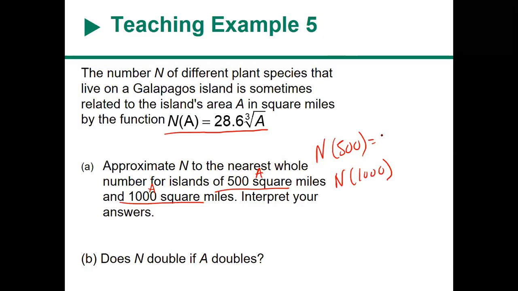So in the calculator, you would type 28.6 times the cube root of 500. 28.6 times the cube root of 1,000. And then you get your answer, okay? Word problems aren't really difficult. It's just you have to take the time to figure out what it is asking of you, all right? And then it asks you, is it doubling? And the answer would be no. Once you see it and do it, it's not doubling. But that's just a straightforward word problem, okay?